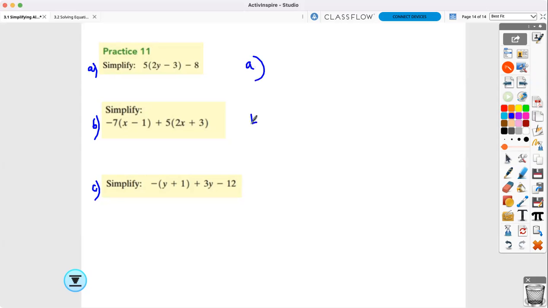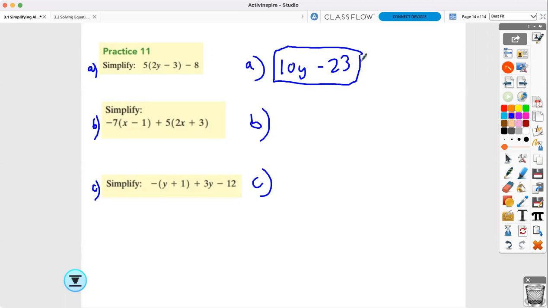If anyone wants to share what they got for A, B, and C, just unmute yourself or put it in the chat. I got 10y minus 23 for A. 10y minus 23 for A. Anyone confirm that or disagree with that? I agree. What about B? I got 3x plus 22. Plus 22 like that? Yes.